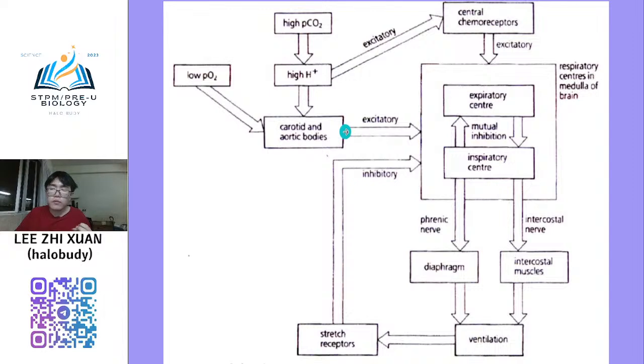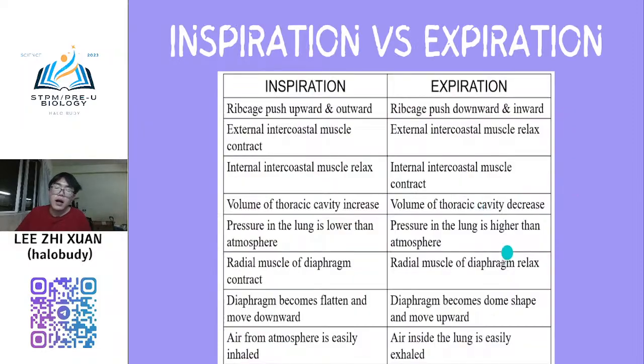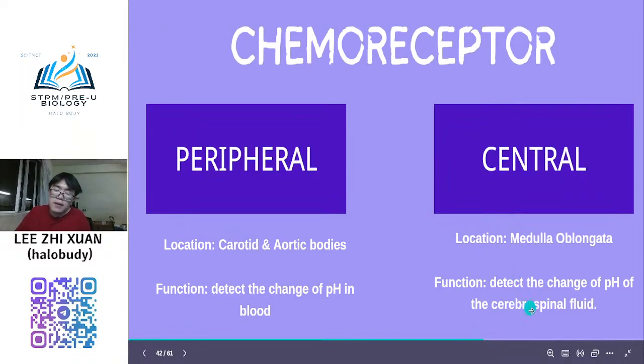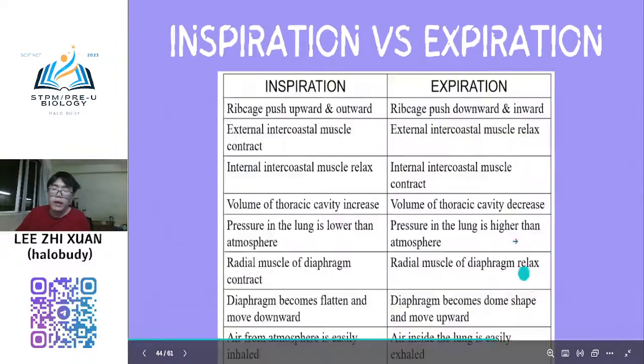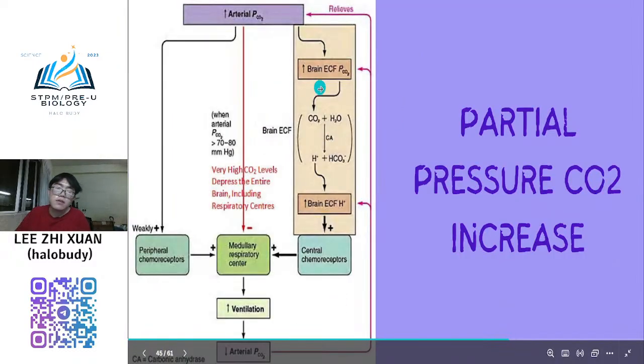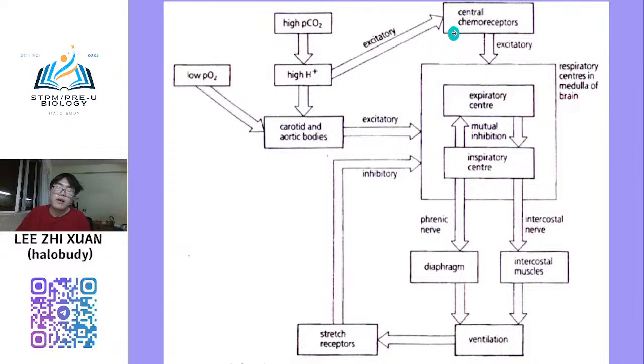And then at the same time, if your hydrogen ion is very, very high, the hydrogen ion will diffuse into the cerebrospinal fluid. So once the hydrogen ion diffuses into the cerebrospinal fluid, the central chemoreceptor will also detect it. Oh, the hydrogen ion in this cerebrospinal fluid is also very high.